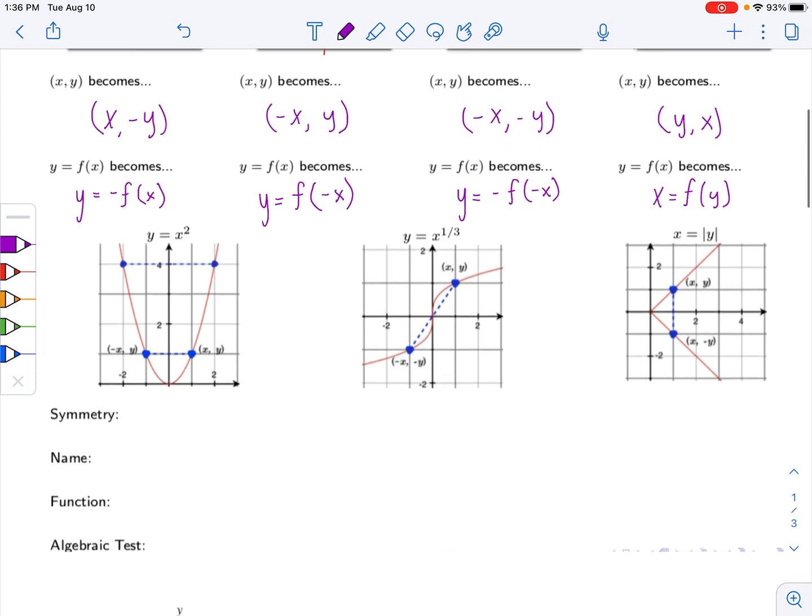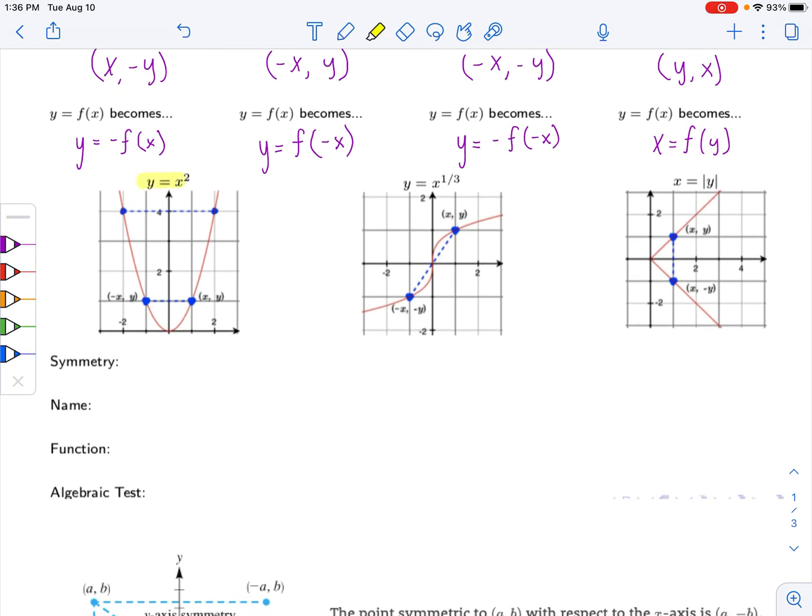We have 3 examples here right now. One of them is y equals x squared, y equals x to the 1/3, and y equals absolute value of x, and x equals absolute value of y. Okay, a couple terminology things here. Symmetry of this curve here. I'm trying to figure out symmetry. If I had a line through the middle and folded both sides, it would have to match. You can also think of it as a mirror. One side is symmetric to the other in a mirror.